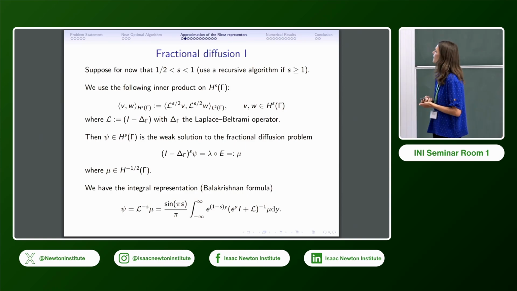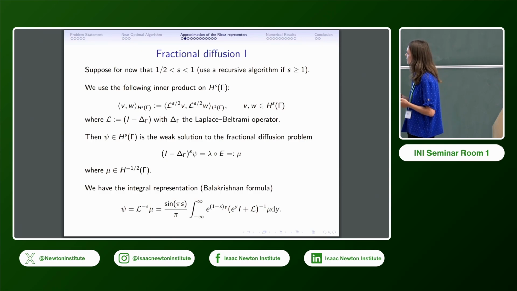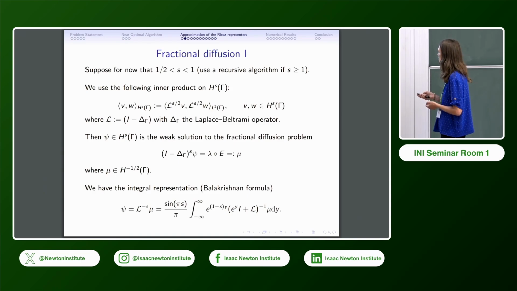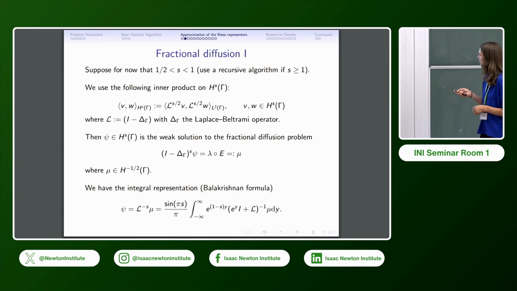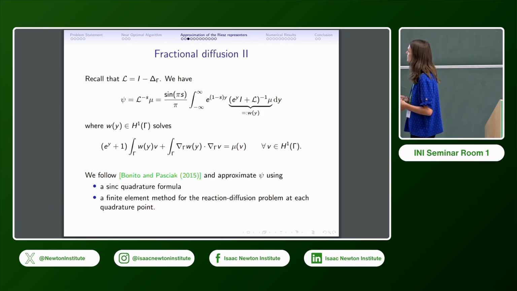So once we have that, we can use the fact that we have this integral representation of psi, which is usually called the Balakrishnan formula. So psi, which is L to the minus S times the lambda composed with E, that is mu, can be represented by this integral here. You have just a normalization constant. And then you have this quantity where y is the parameter, and mu here is the right-hand side. This is the exponential of y times the identity plus my operator. We apply the inverse of that operator to the right-hand side, and then we have some constant that appears.